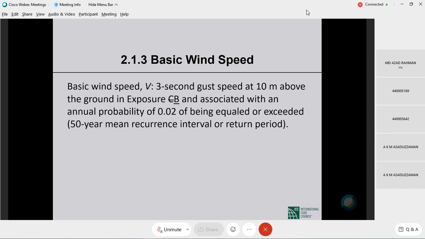very simple terms. Now the exposure B, I crossed out C and underlined B. In ACI 7 at one time, there were 4 exposure categories, A, B, C, and D. Then A was deleted. We now have for a long time B, C, and D. Bangladesh National Building Code has taken B, C, D exposure categories of ACI 7 and have renamed them A, B, and C.